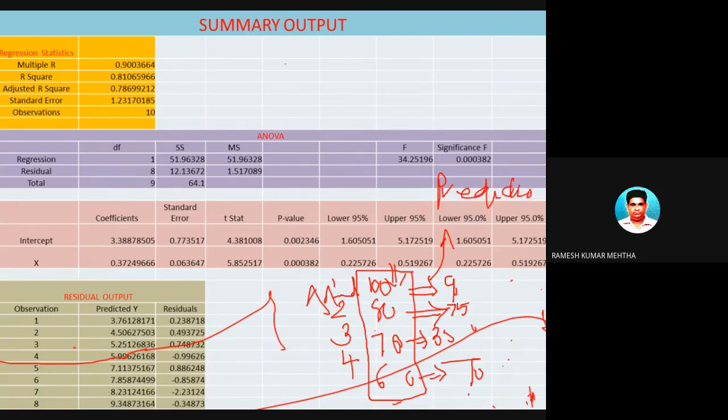Now my question is, when the model is a strong model, or the model is explaining the dependent variable well, should the difference between prediction be less or more? Obviously the actual and the predicted should be almost near. So in the first case, actual was 100 but the predicted was 90. In the second case, actual was 80, predicted was 75. In the third case, actual was 70 and the predicted was, for example, 65.